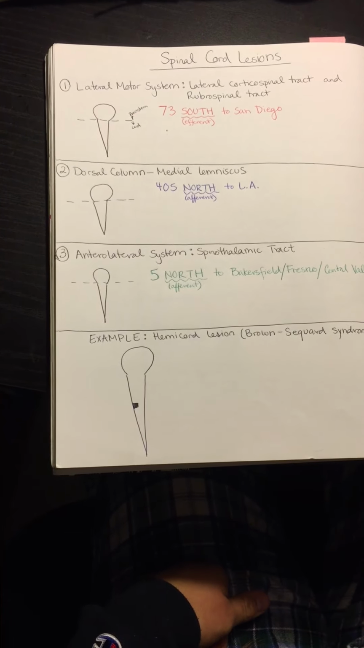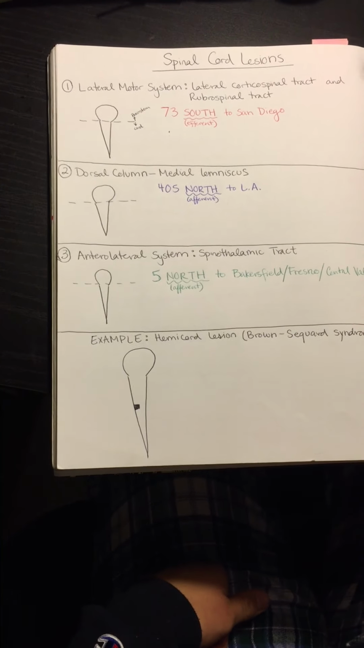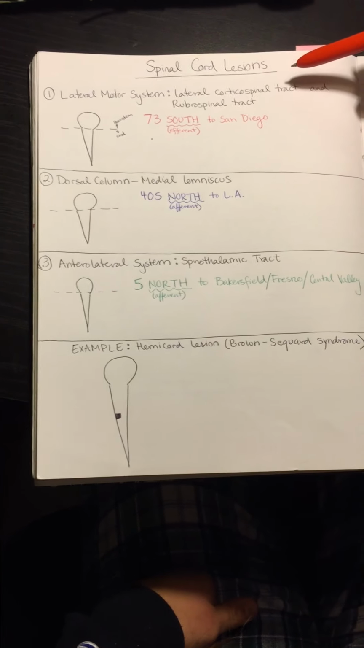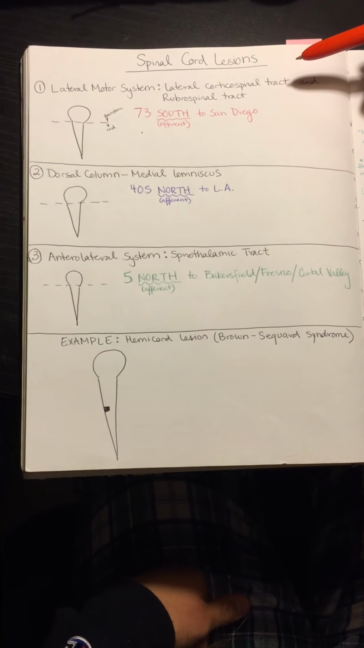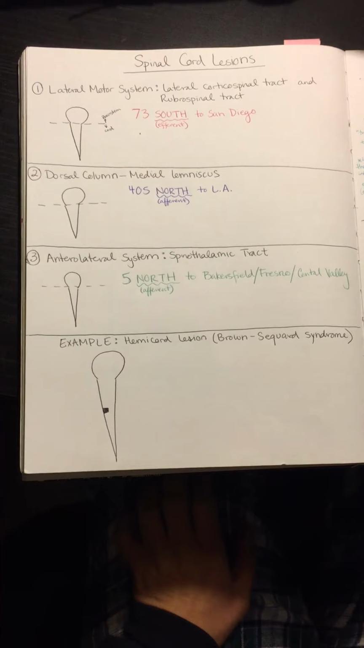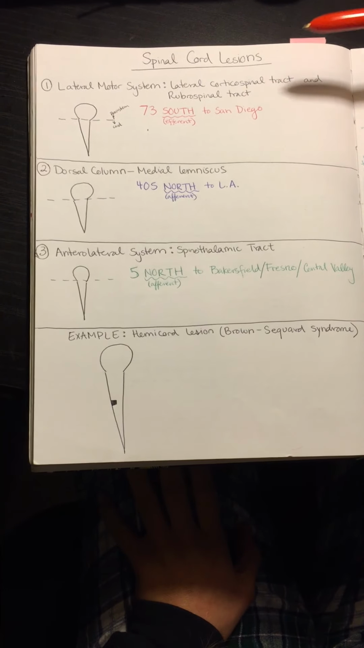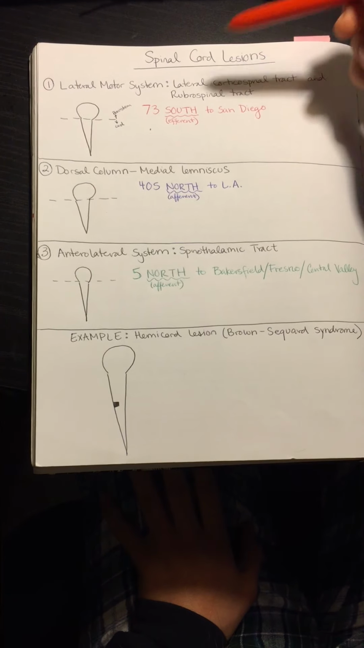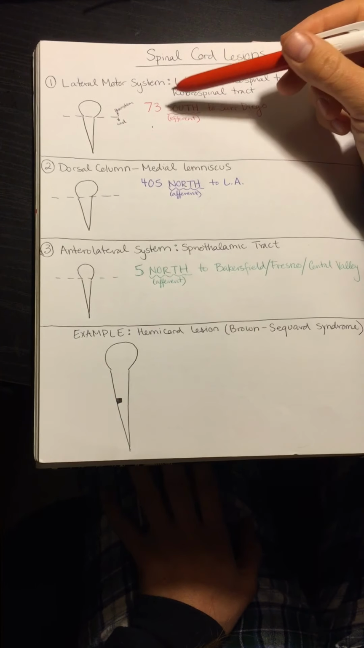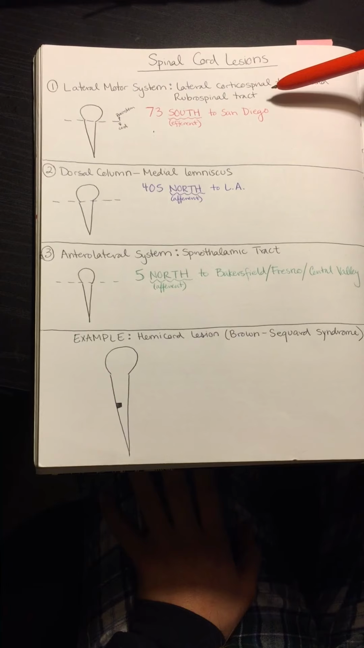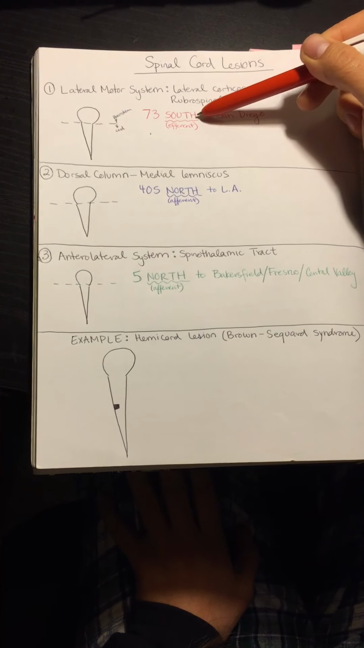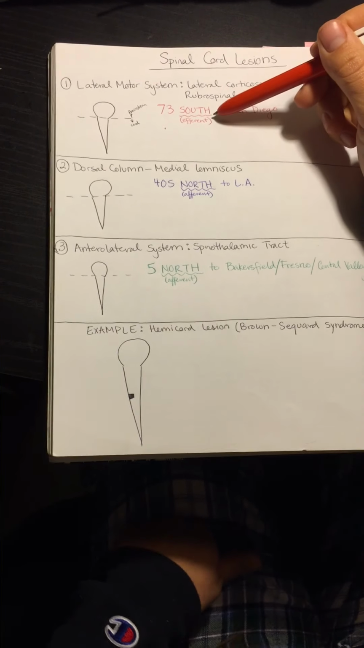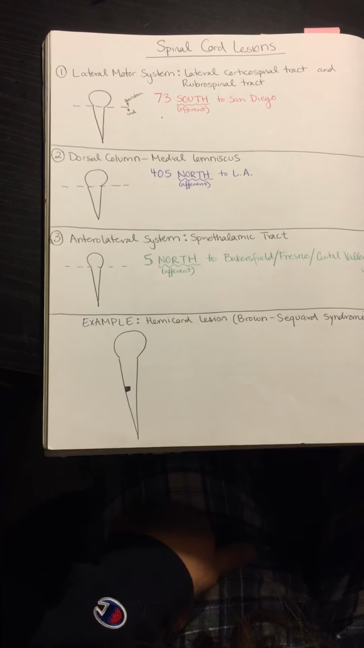So we're going to start by talking about the lateral motor system, which is the lateral corticospinal tract and the rubrospinal tract. From now on, rather than thinking of these as two different tracts, you're going to think of this motor system as the 73 freeway south to San Diego. And it's really important that you remember that it's south to San Diego because south is kind of downward, and this is an efferent tract.